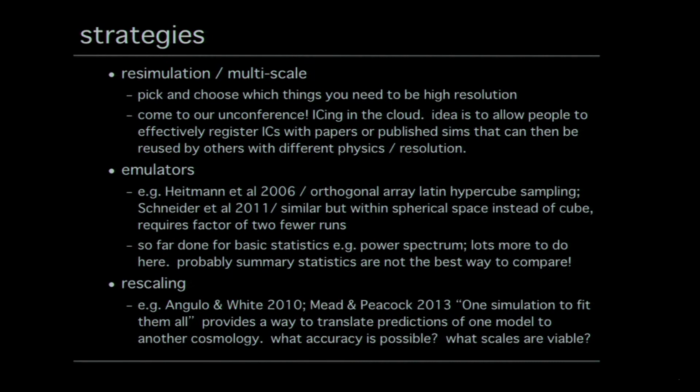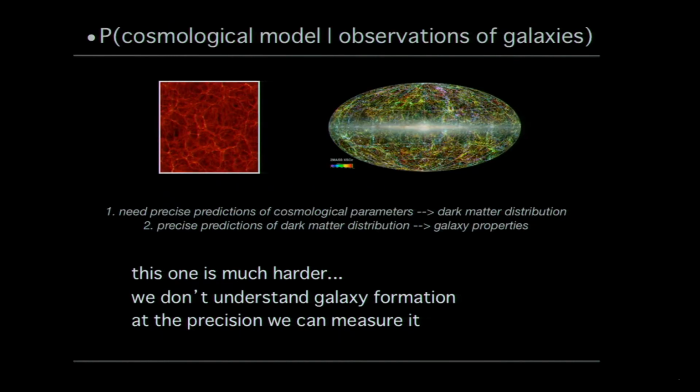An alternative to this emulation idea is the idea of rescaling. We actually do have some understanding of what's happening as you change cosmological parameters analytically, and so there are ways to basically do a very expensive cosmological simulation and rescale it to another cosmology. And I think this is a very promising idea. I don't think it's yet clear what accuracy is possible or what scales are viable with this kind of technique. So lots of interesting things to think about there.